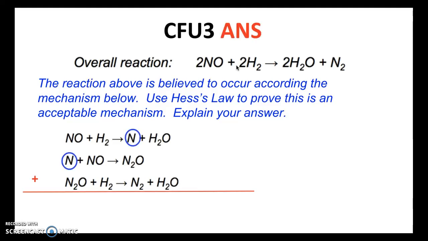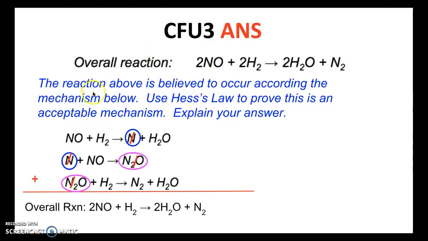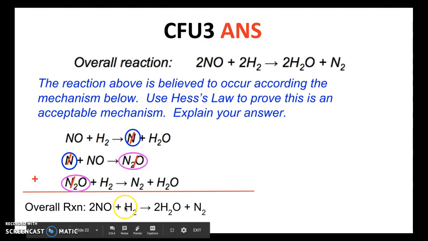Okay, so right before we add them together, we identify some intermediates here. So N and N2O are intermediates. So we're going to just quickly cross those out and see what we have left. We have 2 NOs on the reactant side, and actually that should say 2H2. There's an error there. So there should be a 2 here, 2H2 on the reactant side.